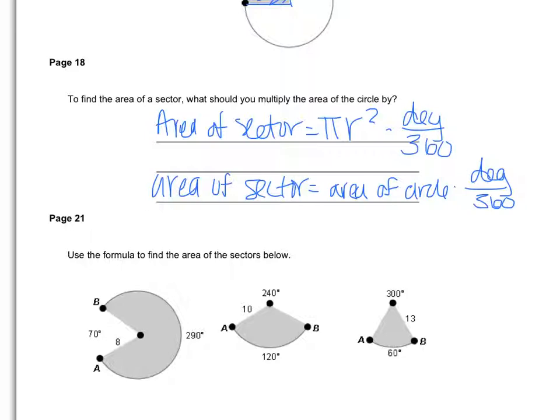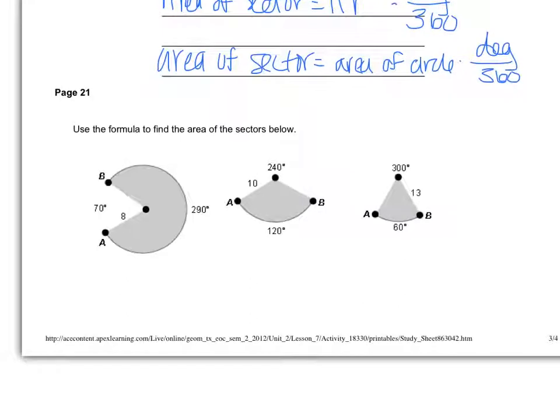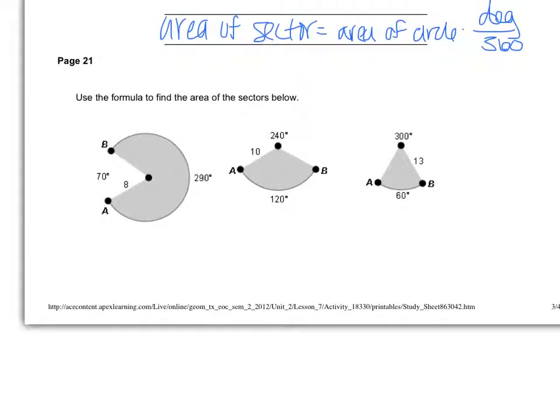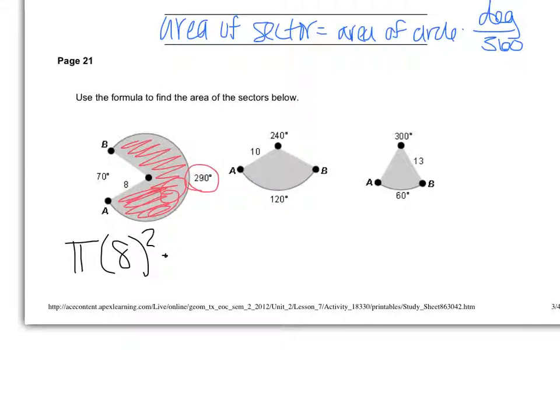So for these problems on page 21, I'm supposed to find the area of the sectors. So each time they've given me my radius, so I want to use the first formula. So I need to do pi times my radius squared times the degree over 360. Now you have to pay really close attention, because it wants the degree of the shaded portion here. Well, is that 70 or 290? And that's what you've got to look for. It's the 290, because the 70 is this piece out here. So it'd be pi times 8 squared times 290 over 360.